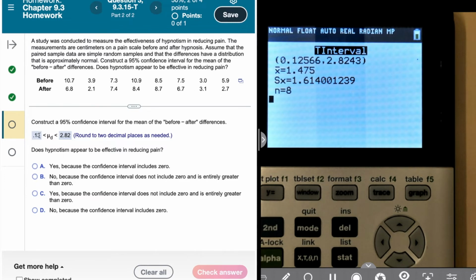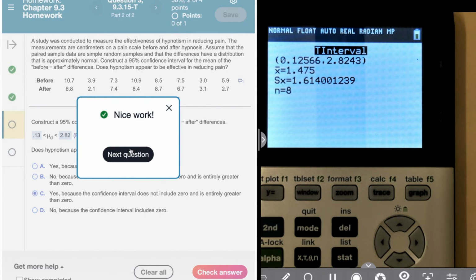And that's, again, because the interval doesn't contain 0. This is a one-sided subtraction, which means the second group, or the after group, must be lower with 95% confidence. Okay, it doesn't contain 0, and it's always greater than 0.